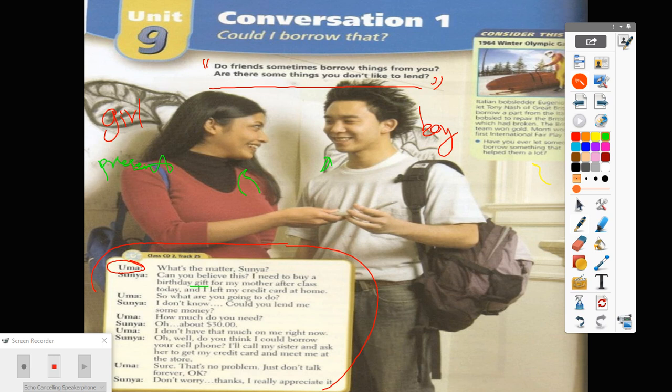So what are you going to do if you have forgotten your credit card at home? I don't know. She is now confused. She doesn't know how to manage it. Could you lend me some money? Could you please? Now she is asking a favor. She is requesting. Remember, the objective of the unit is how to make requests. Now she is making the request.